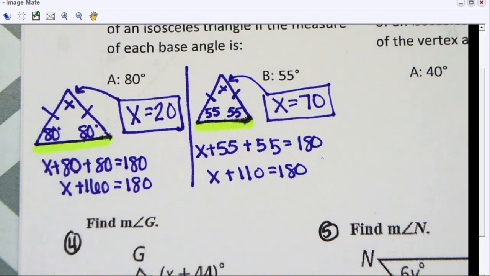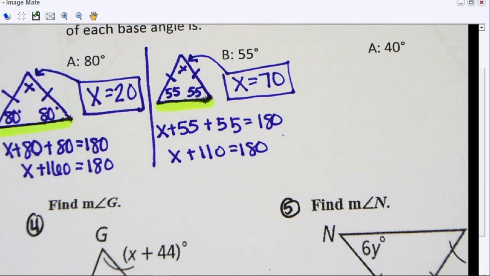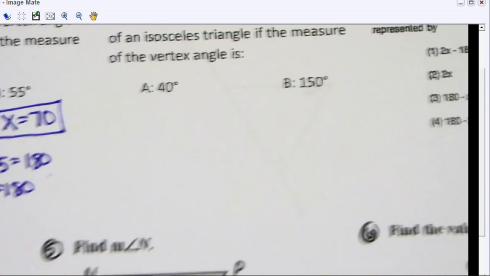So in this next problem, 70. It's still isosceles triangles. Okay. Yes, it is 70. Good job, Gabe.